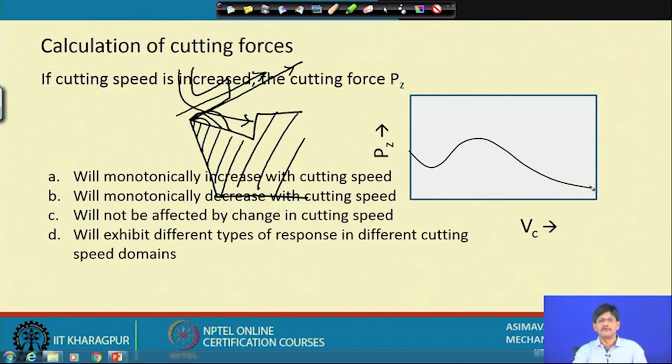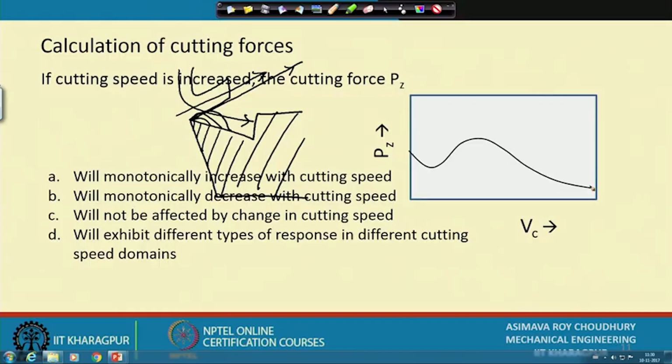So, ultimately when you are free of any special effects, then the phenomenon is like this, that cutting force will reduce with higher speeds, in the high speed domain.